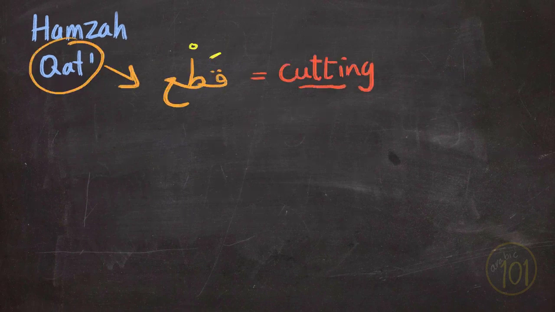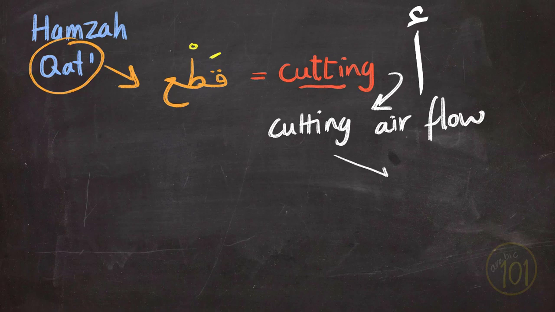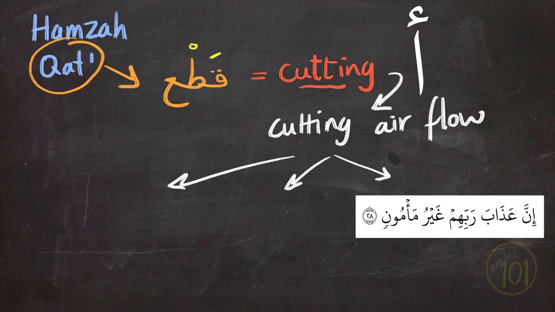And this explains that this type of Hamza literally cuts through the word. In other words, producing it necessarily requires that you cut the airflow through your vocal cords, whether this happens at the beginning, in the middle, or at the end of the word, like in these examples.